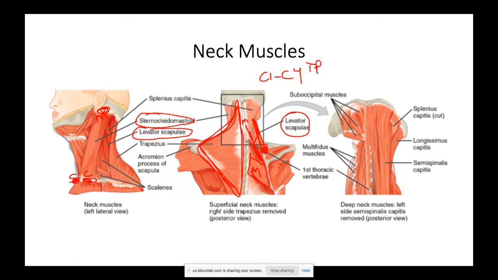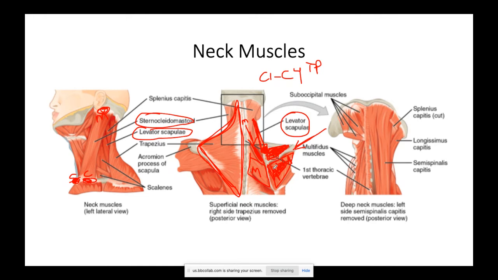Okay. When we pull away the trapezius, you can also see some of the rotator cuff muscles. Now, this structure right here, which is the spine of the scapula, that is a landmark because above it is the supraspinous fossa, and that would be the supraspinatus muscle. Below the spine of the scapula is the infraspinous fossa, which is where the infraspinatus muscle originates. So those are 2 of the rotator cuff muscles, supraspinatus and infraspinatus.